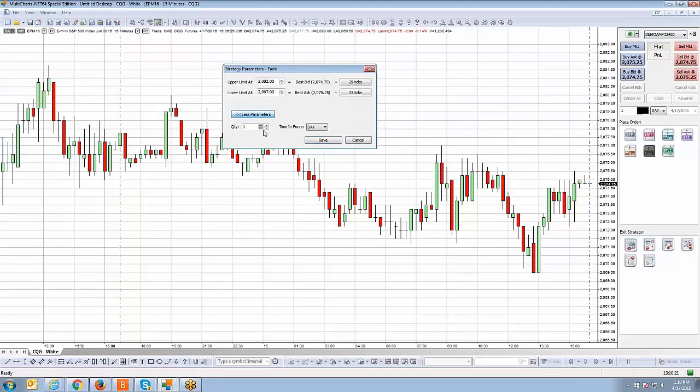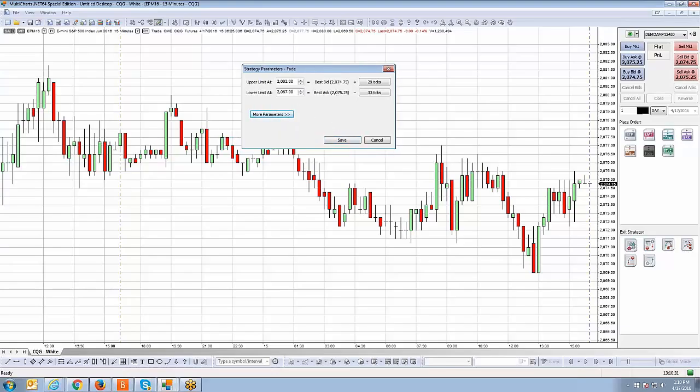And then the other parameters will be exactly the same. You can select how many contracts you'd like to execute or what type of order you'd like to use. For now, we're going to leave everything as is and stick with these values. Okay, so we're going to hit save.